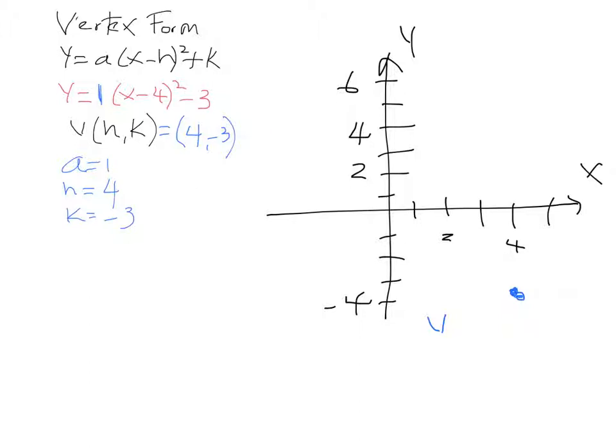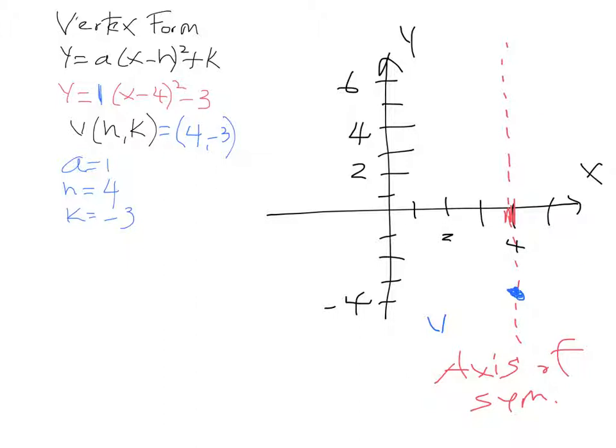Through your vertex, you're going to draw your axis of symmetry, which is a vertical line that goes through your vertex. In this case, it's going through 4. Again, this is the axis of symmetry. Once I have my vertex and my axis of symmetry, now we just need more points to draw my parabola, which is the quadratic function.